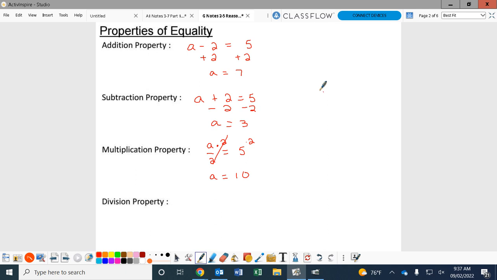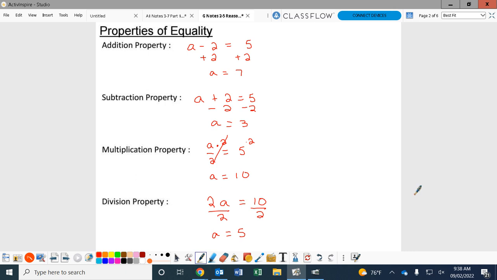So the addition property of equality says you can add. Subtraction property of equality says you can subtract, etc., etc. The last one looks like this. If we have something that looks like 2a equals 10, same numbers, just working a little backwards, what would we do to both sides? Divide by 2 on both sides, and a would equal 5. Those are the 4 properties of equality.